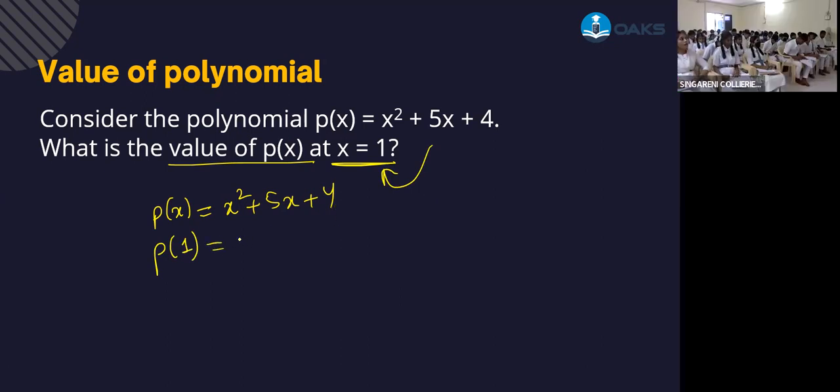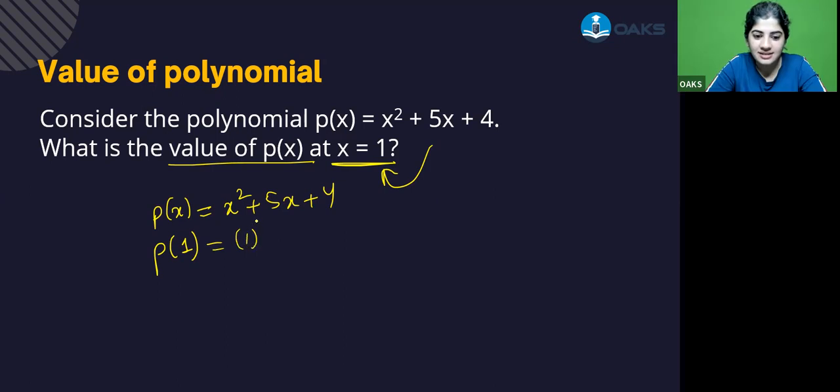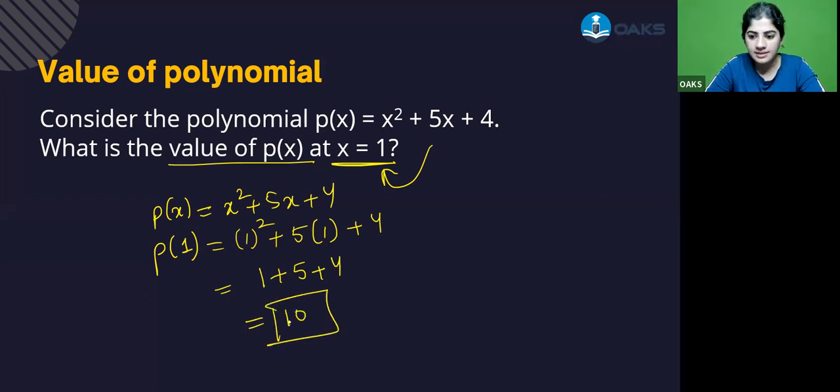Okay, somebody answered. I think that is the same boy, I remember his voice. Yes, that is the correct option. 1 plus 5 plus 4, and the answer is 10. So you all understand what is the value of a polynomial. We have to substitute x as a constant, whatever is given to us in the question. So school 2, do you understand?